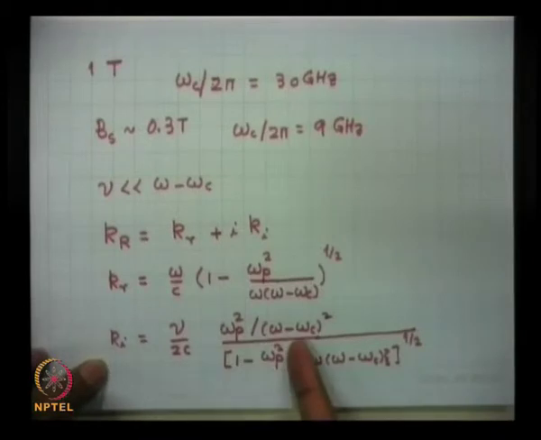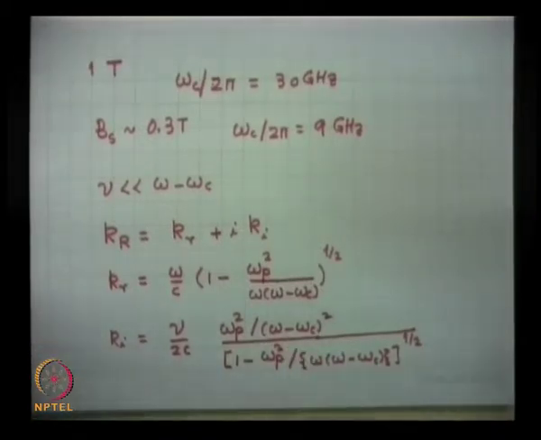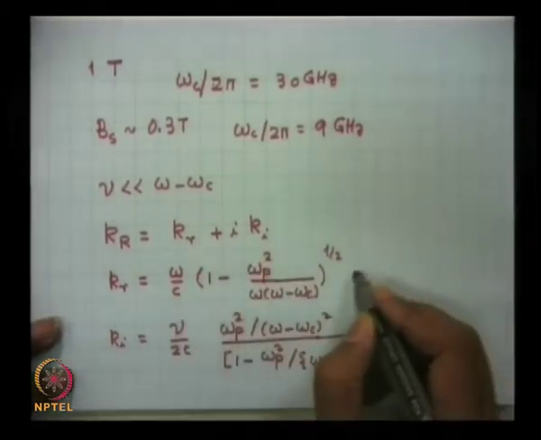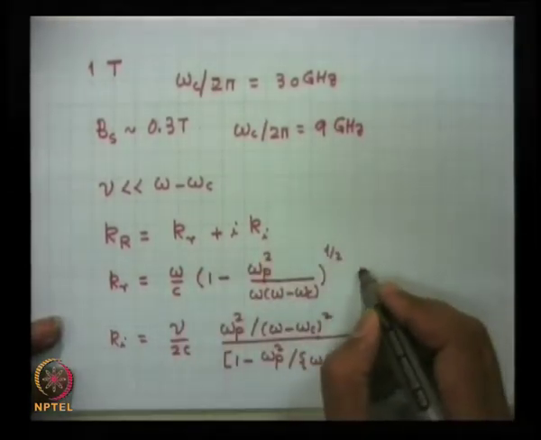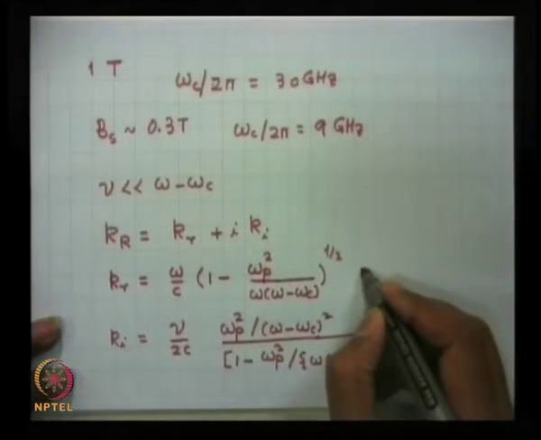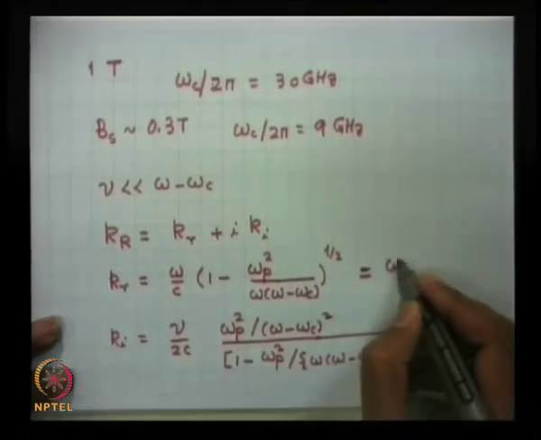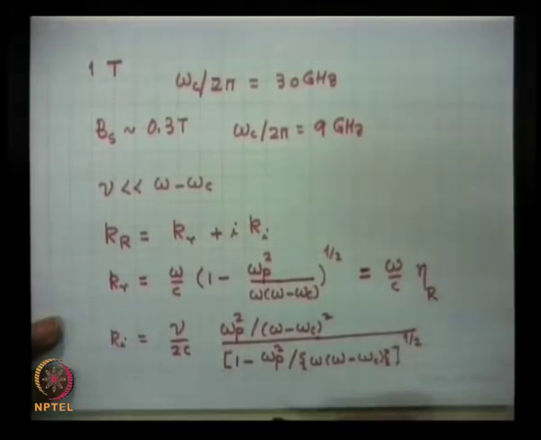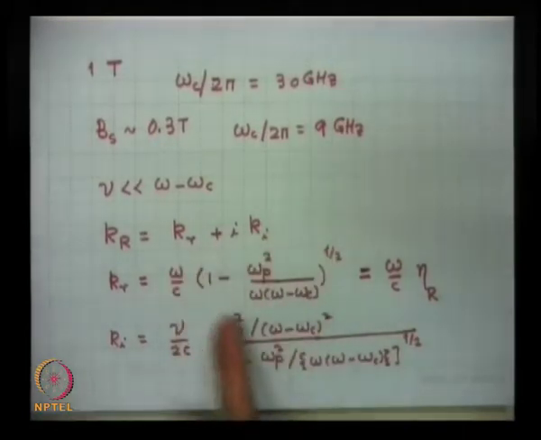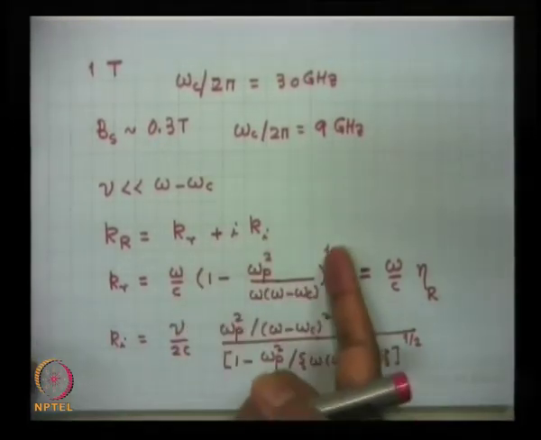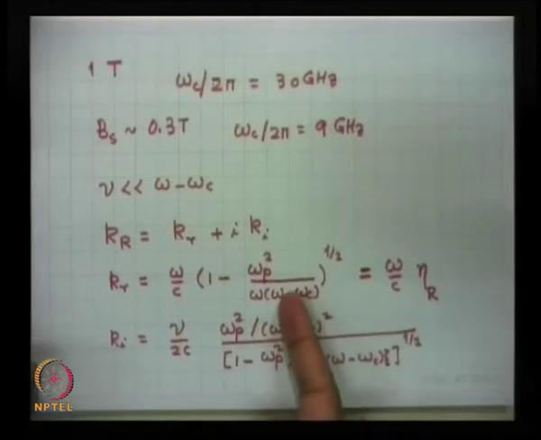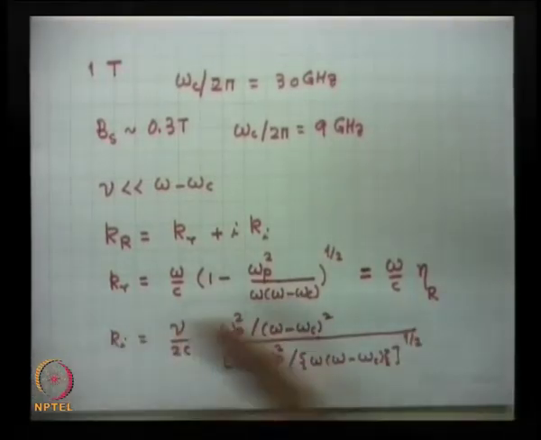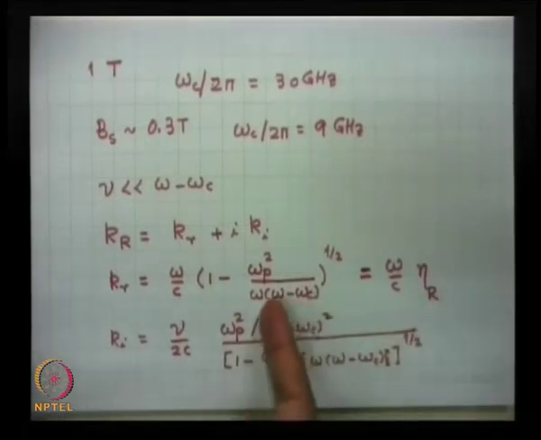This is very strongly dependent on cyclotron resonance, and this factor within the square root, including the square root sign, is called the refractive index of the plasma. So, I can write this as omega by c times the refractive index for the right circularly polarized wave. This quantity within the bracket and under the root is called the refractive index of the plasma for the right circularly polarized wave. This is bigger than 1 if omega is less than omega c.